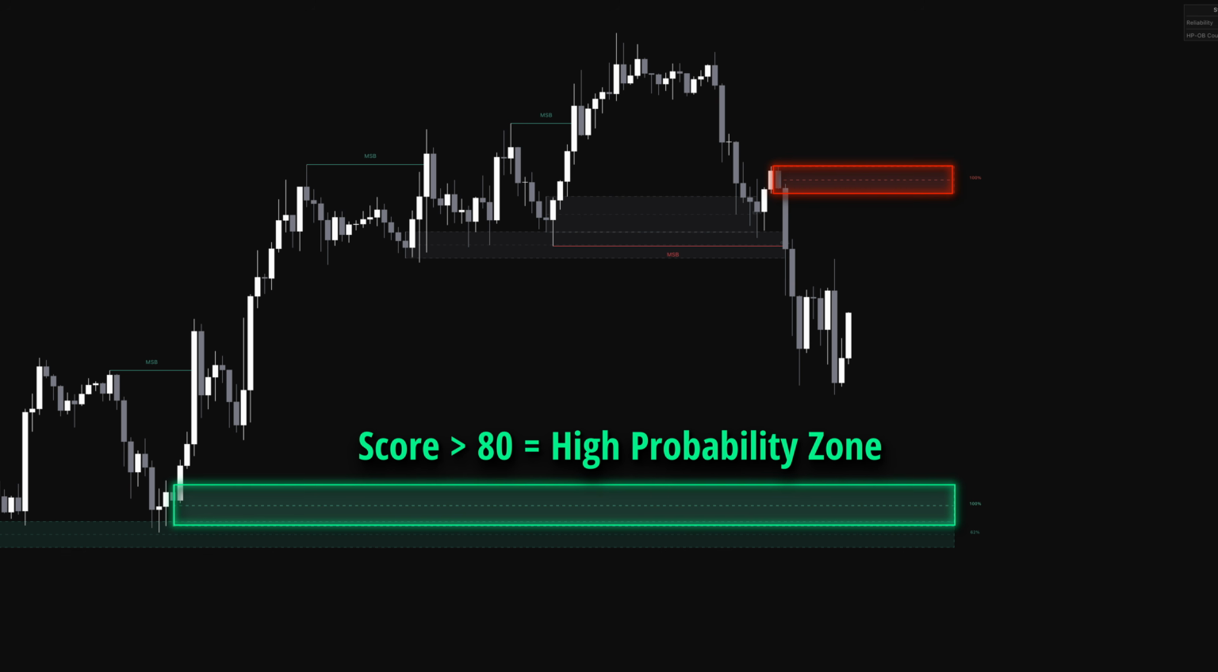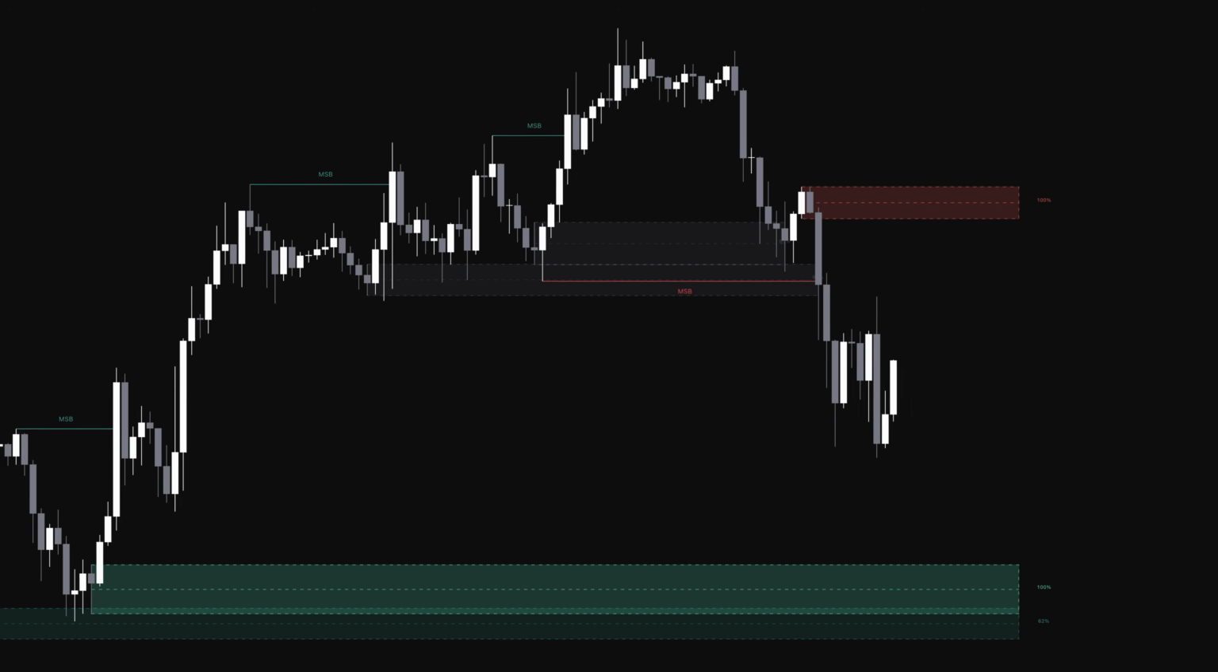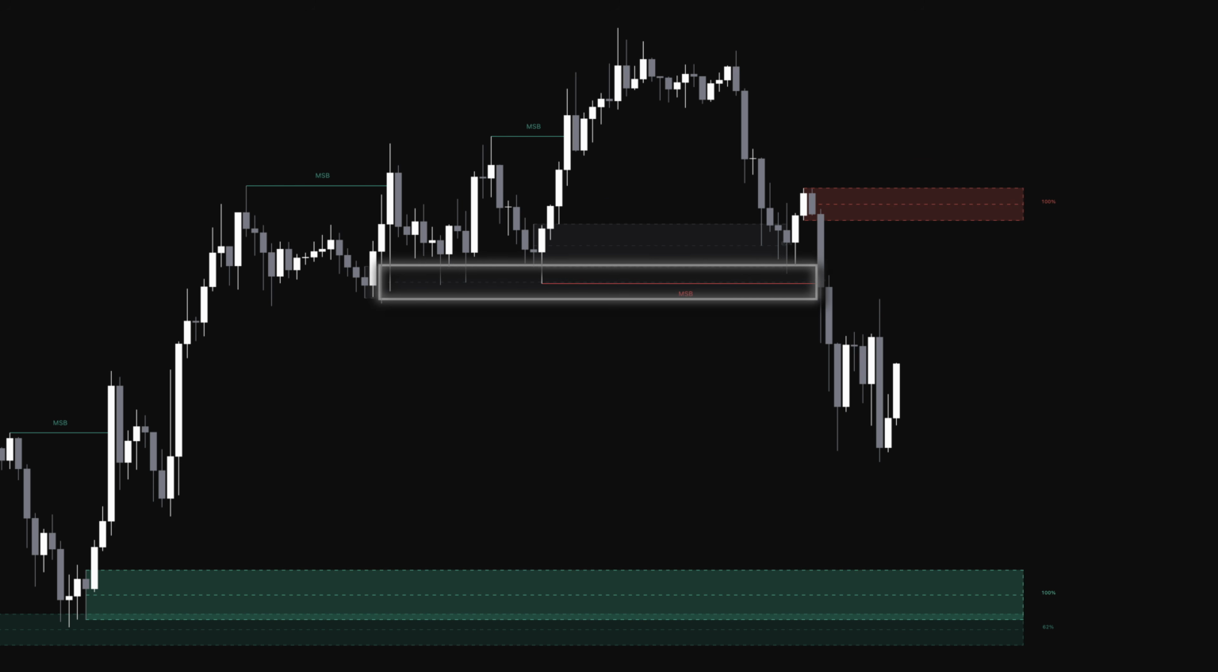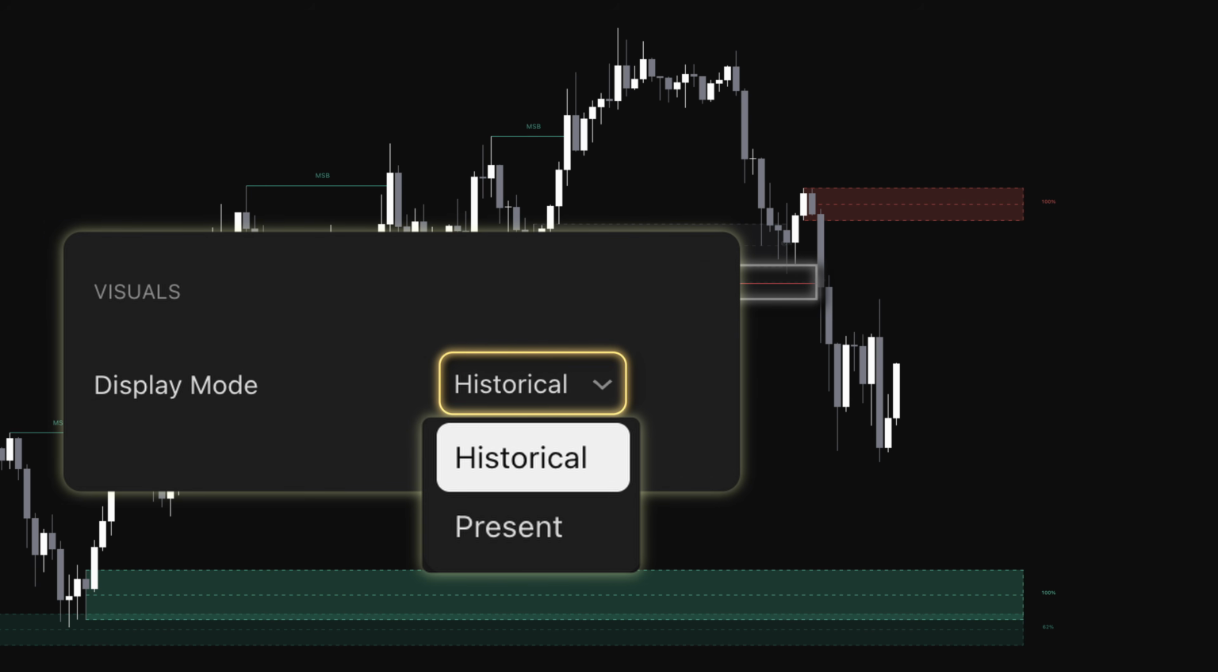Order blocks remain active until mitigated. On mitigation, the block either disappears or turns gray, depending on whether the display mode is set to present or historical.